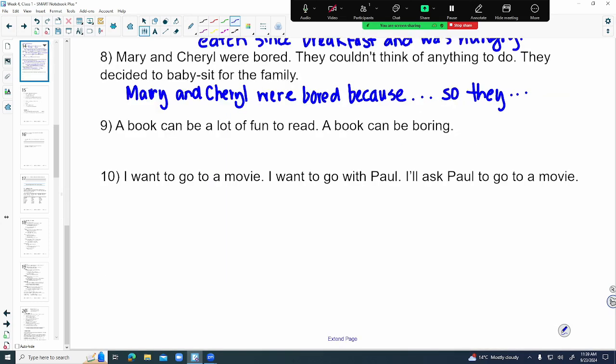and is more interesting. Number 9, a book can be a lot of fun to read. A book can be boring. So a book can be a lot of fun to read, comma, but can be boring. So we're not repeating the subject. We're just leaving it out in that case.